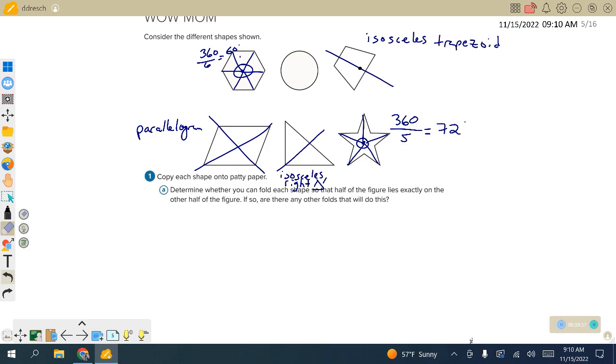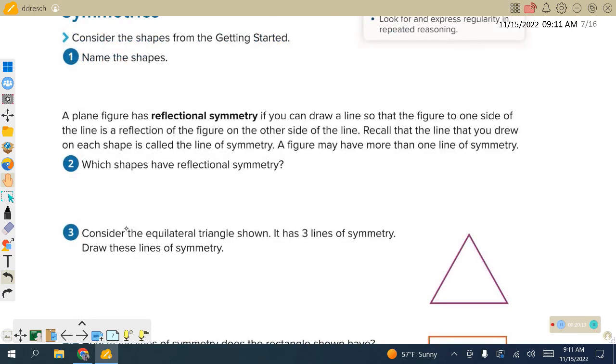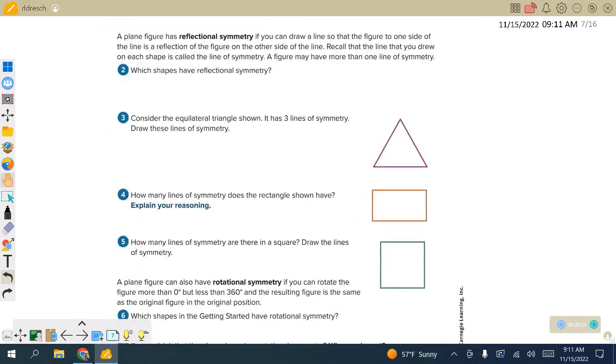Okay. So, obviously shapes have reflectional and rotational symmetry, and then some of them have reflectional but don't have rotational, as we saw here with the isosceles trapezoid. All right, let's flip it, and let's keep talking here about the symmetry today. We have a lot of pages here. Some of them will go pretty quickly.